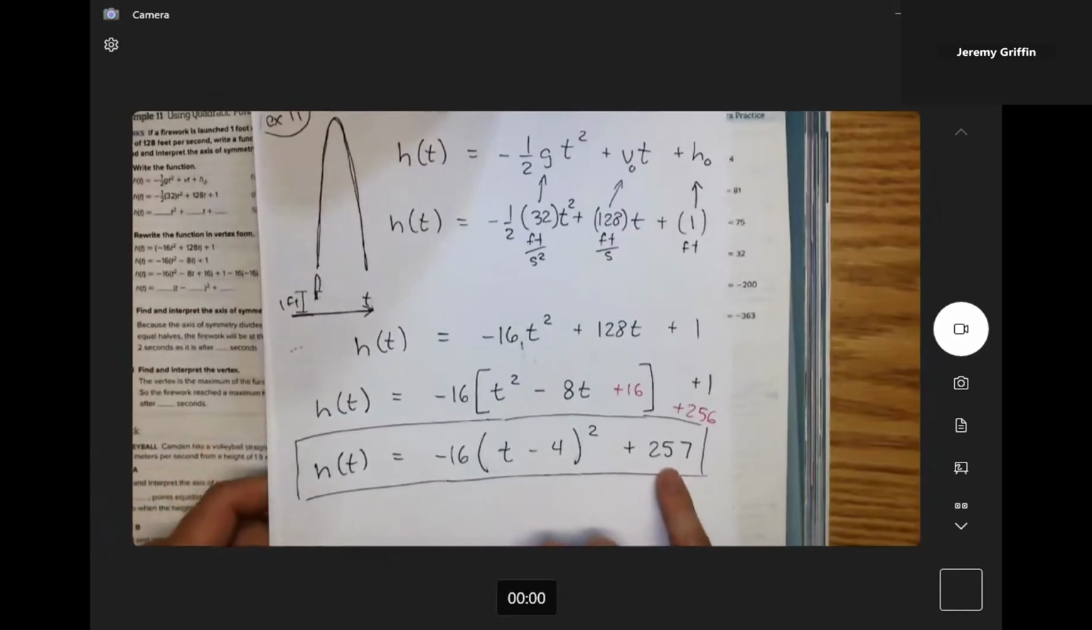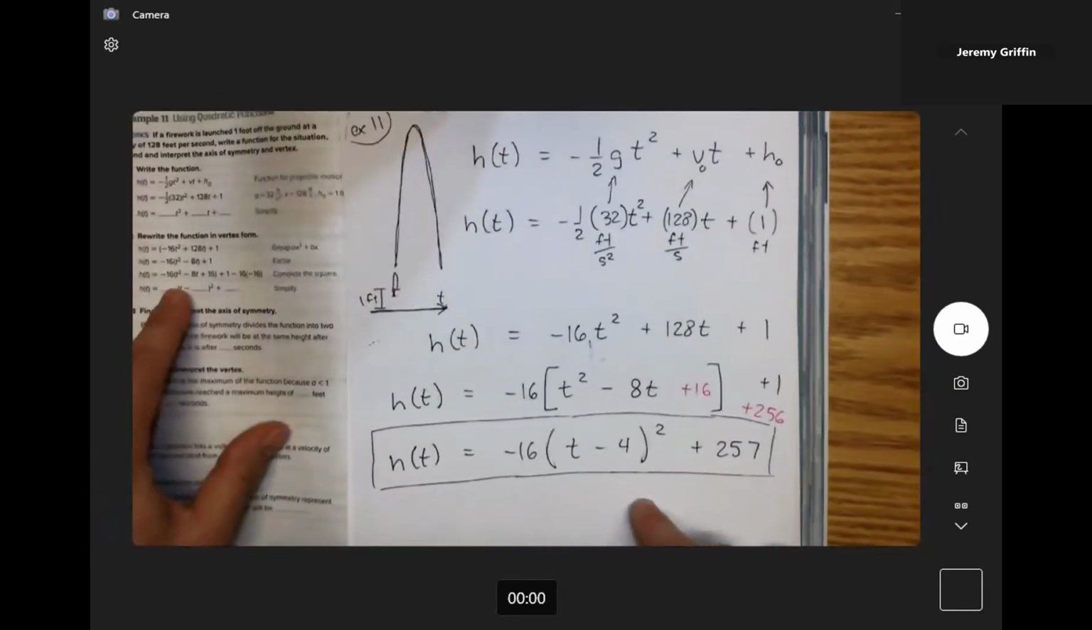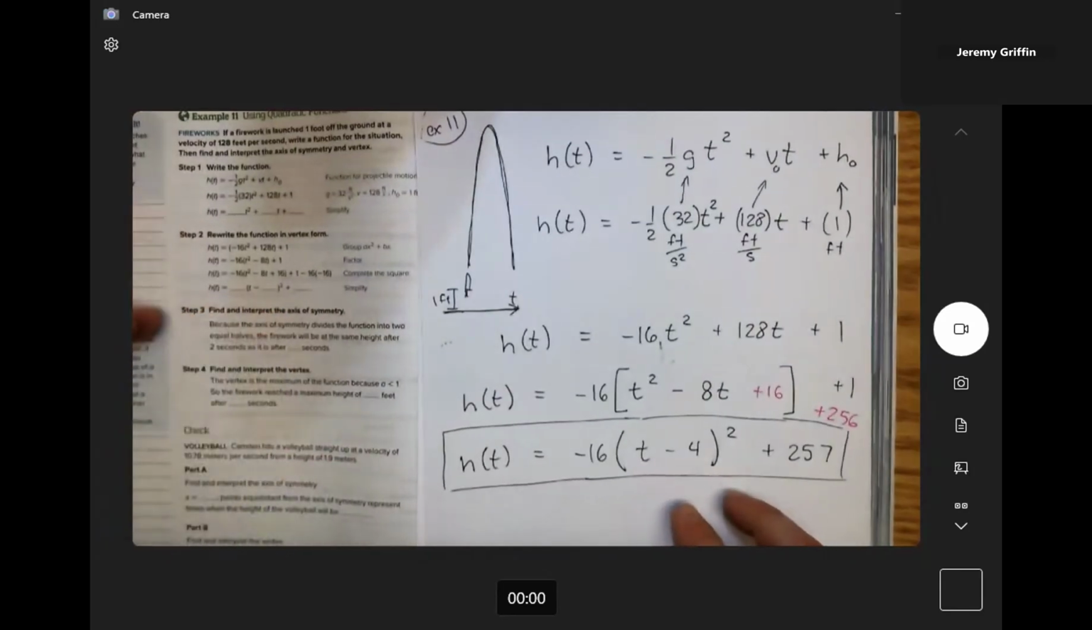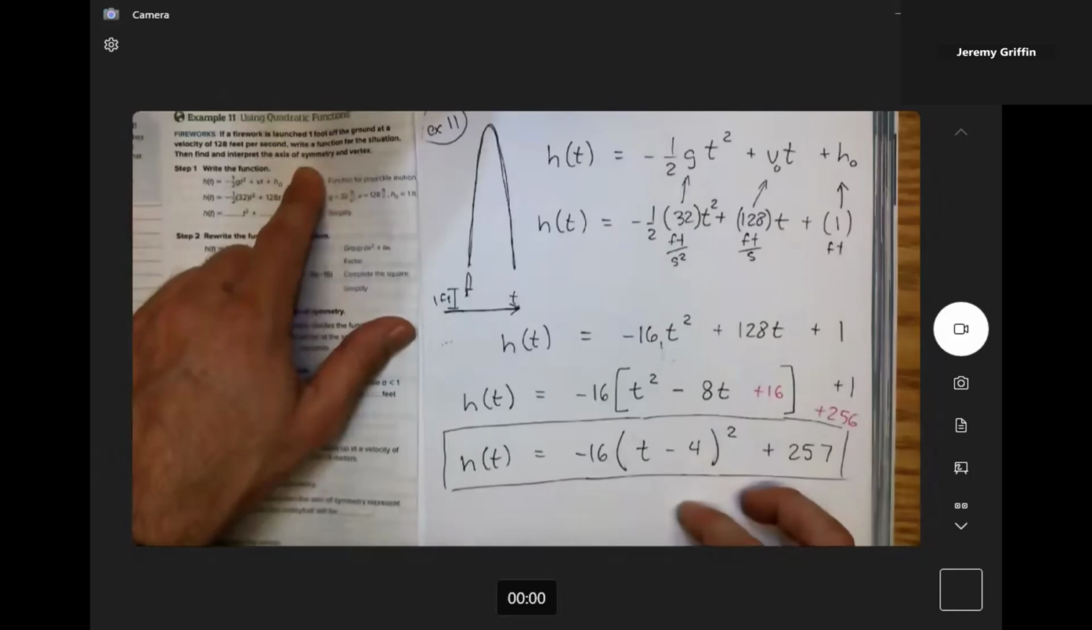Right? So if you want to know how high does the firework go? Oh, it goes up to 257 feet. Just like that. Is that what they got over here? Yeah. Okay. Again, they kind of broke it off halfway, but looks like their steps are pretty well aligned with what I have over here. So it's okay. Wait, did they ask for axis of symmetry and vertex?